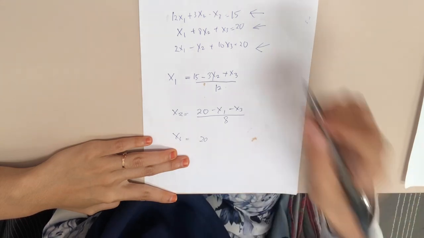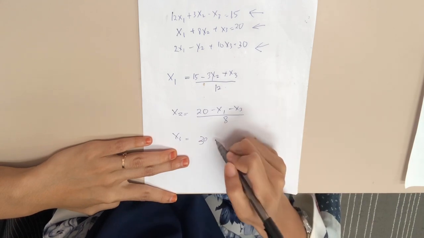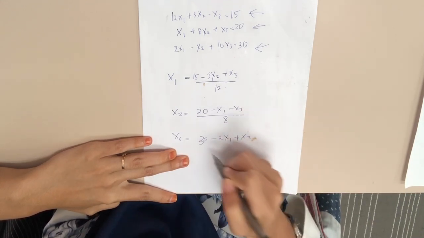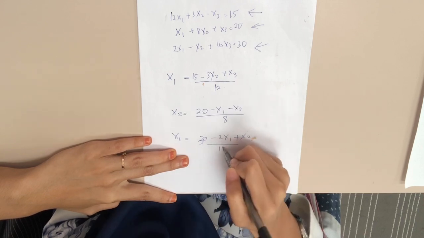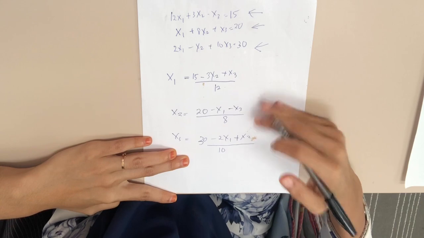Oh, I wrote it the wrong way around. This should be 30. Okay, 30. Okay, and then -2x1 +x2. And then it's divided by 10. Okay, so you already have the 3 equations.